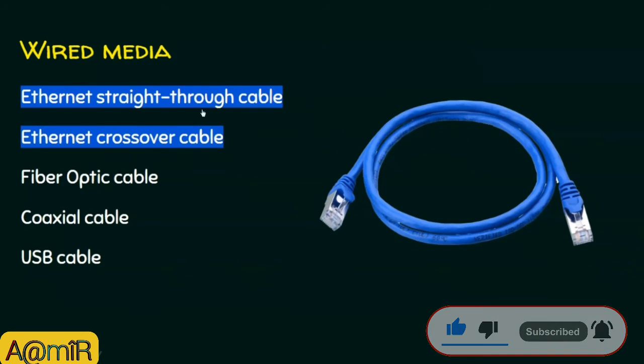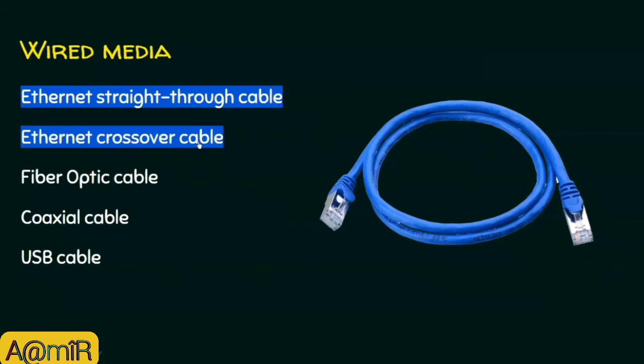We will see the difference between this Ethernet straight through cable and Ethernet crossover cable. If we want to connect different devices, we have to go for Ethernet straight through cable. In case we want to connect two devices of the same kind, say two switches or two routers or two computers to each other, then we have to go for Ethernet crossover. In Ethernet cable, the data is going to be carried in terms of electrical signals.